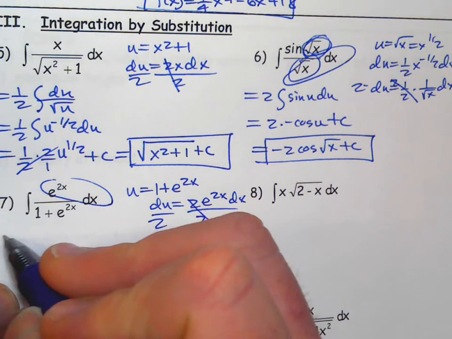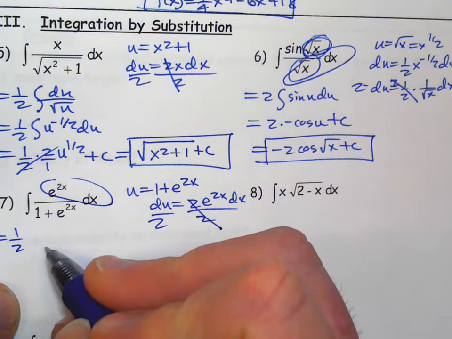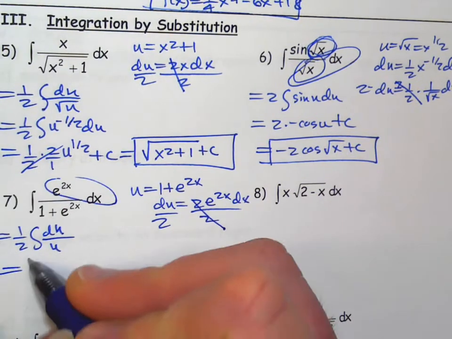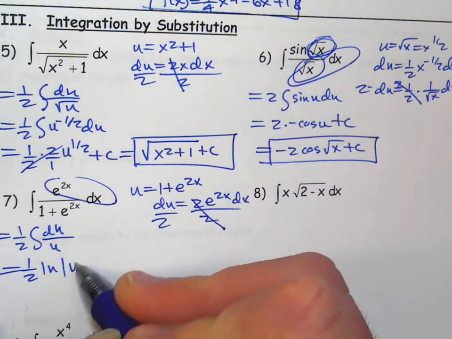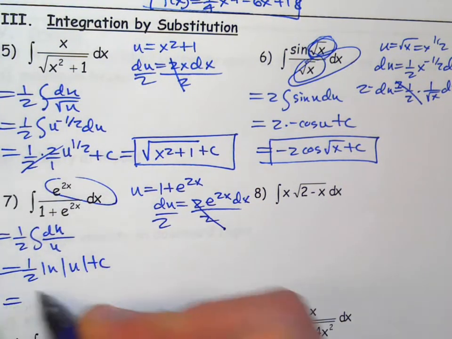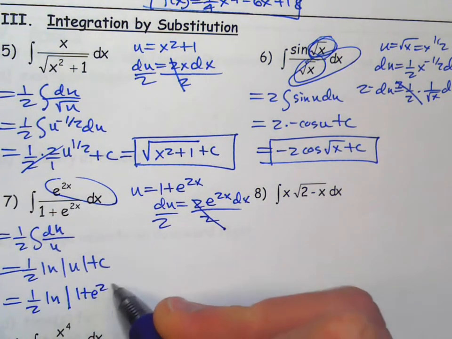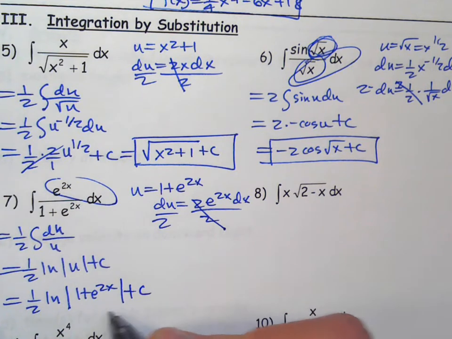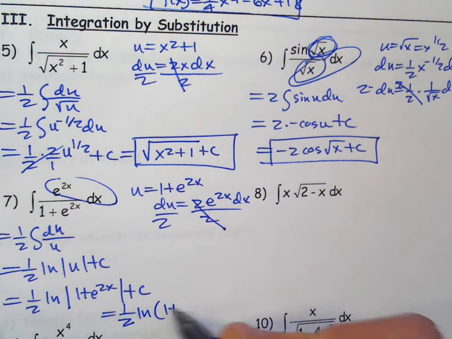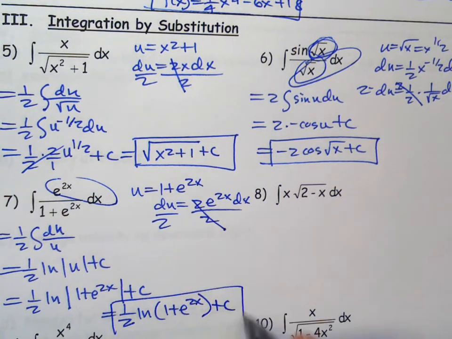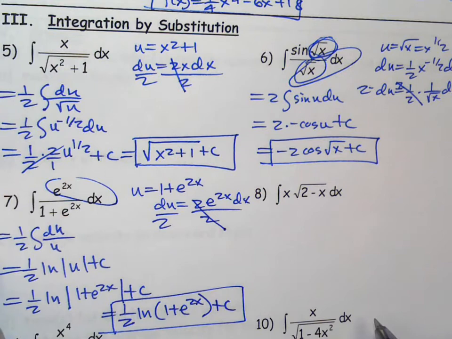Okay, so we're going to get 1/2 du over u. So 1/2 natural log of the absolute value of u plus c. So 1/2 natural log of the absolute value of 1 plus e to the 2x plus c. Final answer, though, we don't want the absolute values because you don't need grouping symbols. That's always going to be positive. So I want answers as simple as they can be.